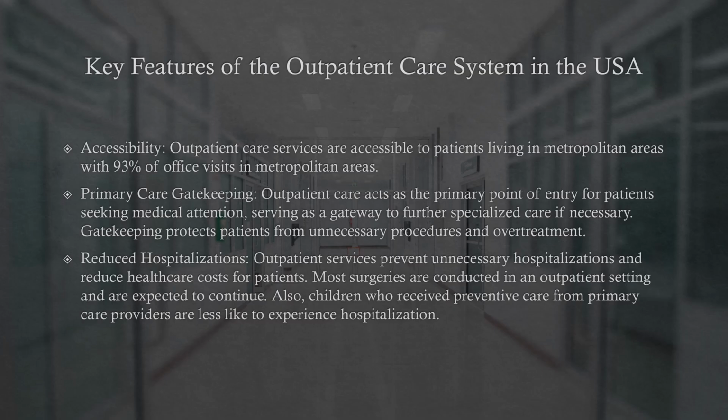Now I will go over key features of the outpatient care system in the United States. First, we have accessibility. Outpatient services are relatively accessible for individuals who live in metropolitan areas. About 93% of office visits were from individuals living in a metropolitan area.